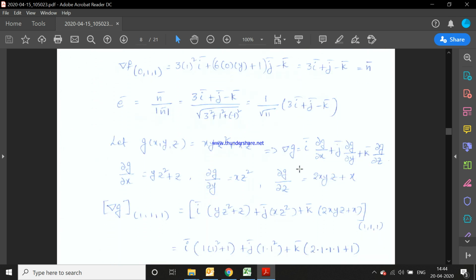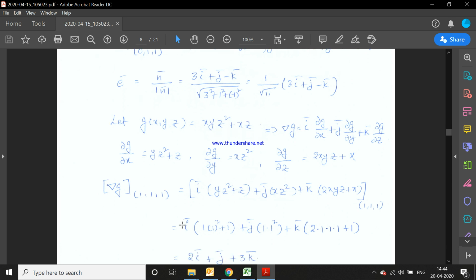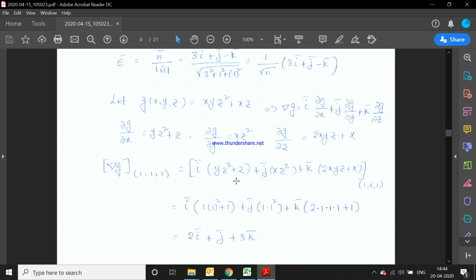We get a vector at 1 comma 1 comma 1, where the x value is 1, y value is 1 and z value is 1. You can substitute 1 square plus 1, and next j bar into x, because we already found dou g by dou x, dou g by dou y, dou g by dou z, and in that x y z we substitute 1 comma 1 comma 1. We get 2i bar plus j bar plus 3k bar. So this is del g.